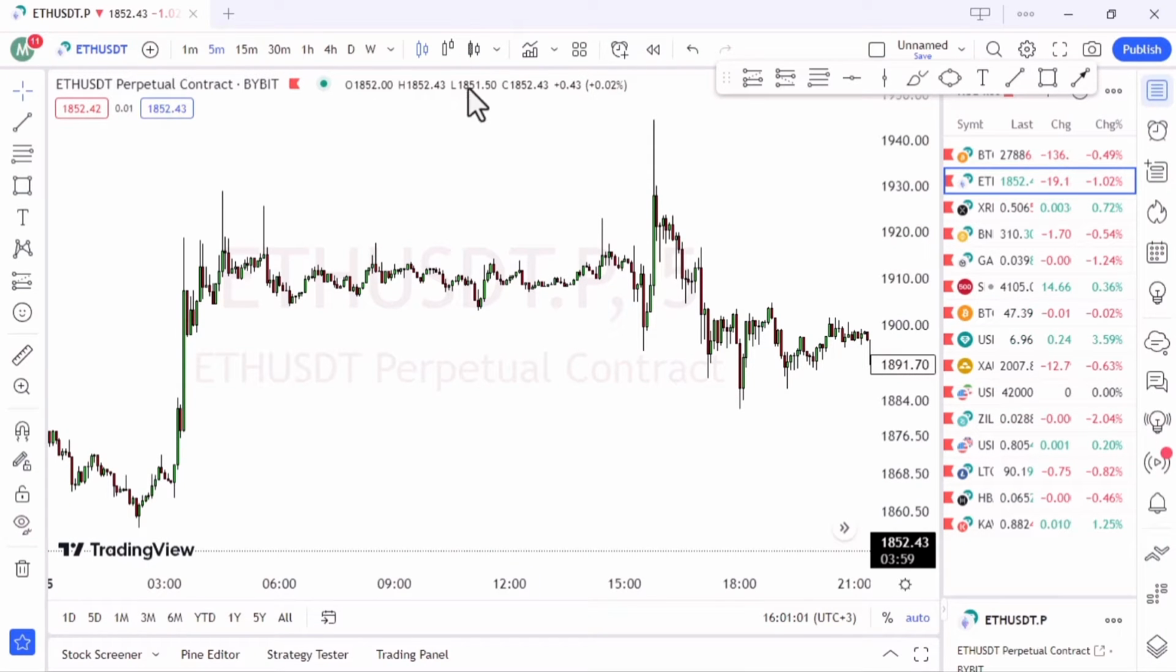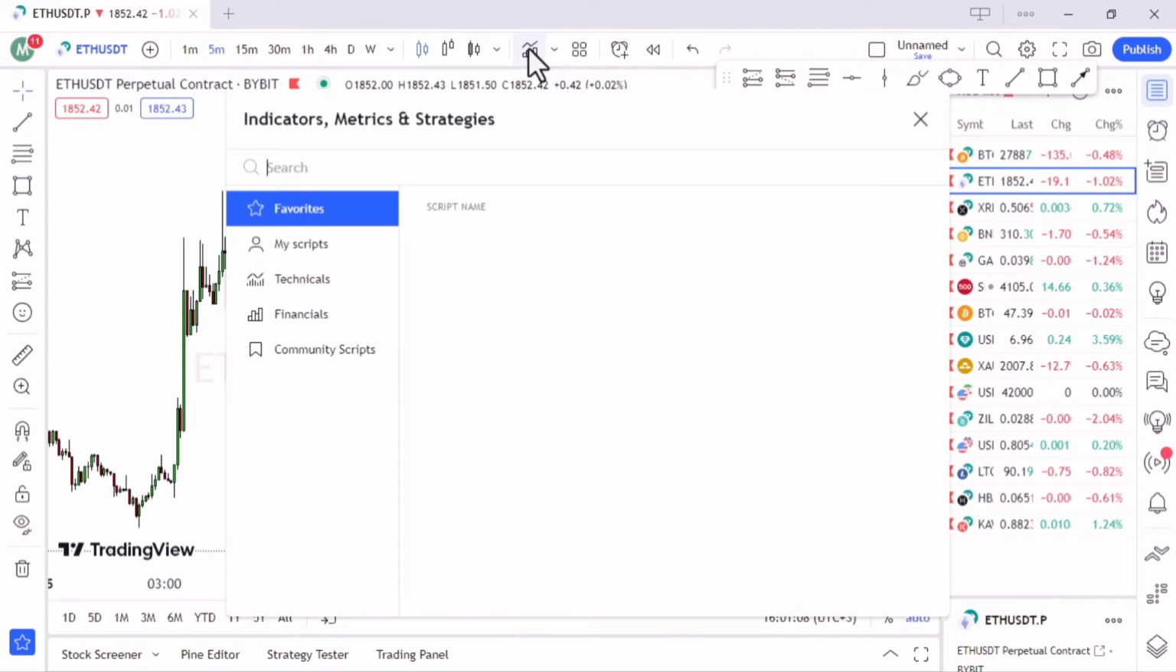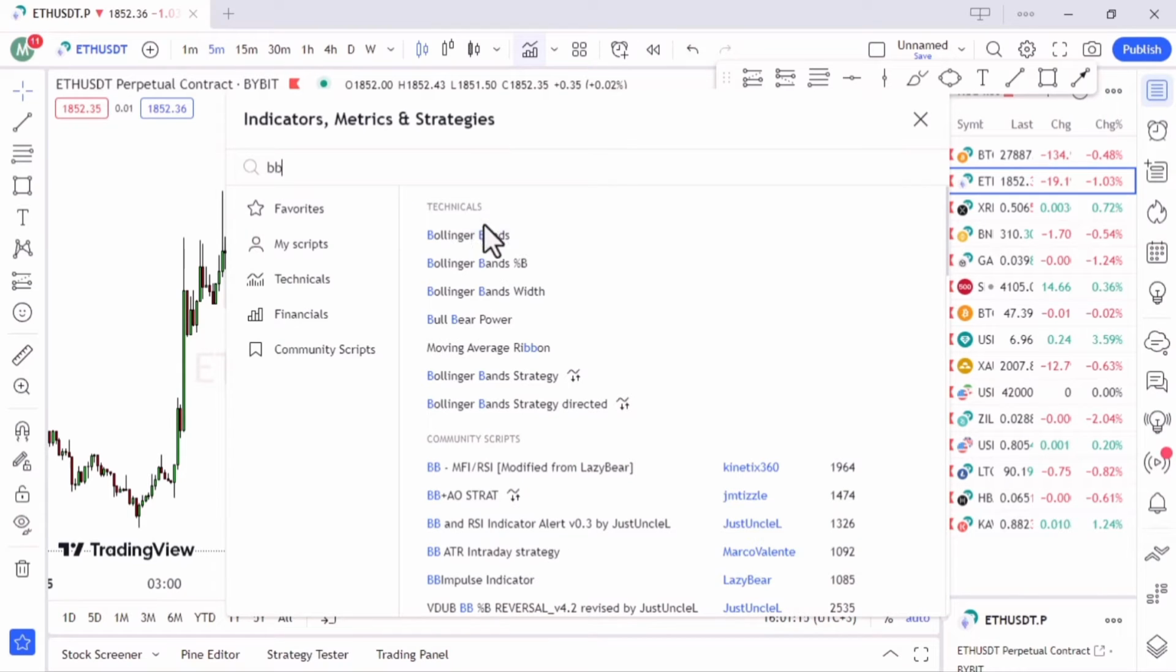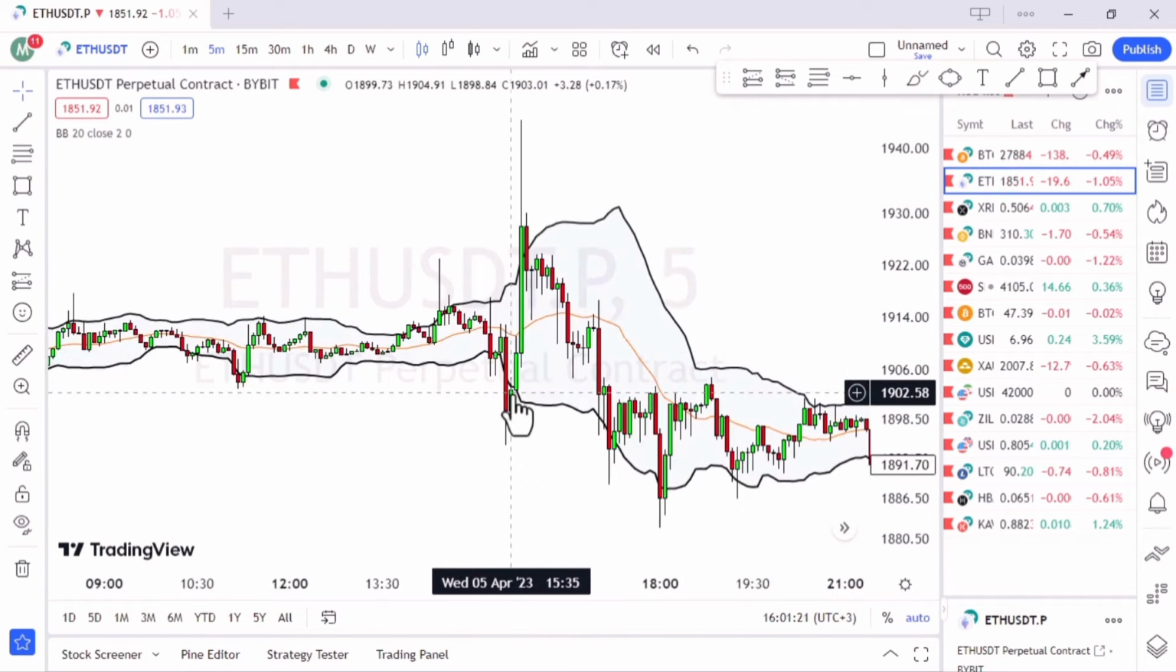It's really easy, just like in the previous sessions for RSI or moving averages. We go to the indicators section and simply write down Bollinger Bands or double B. The first one here is Bollinger Bands. We can make it a favorite and click on it. I highly recommend leaving it at the default settings. So this is how it looks.